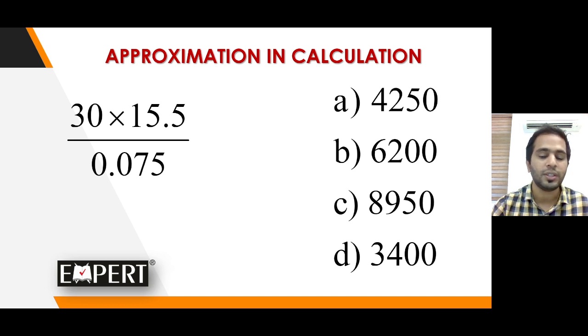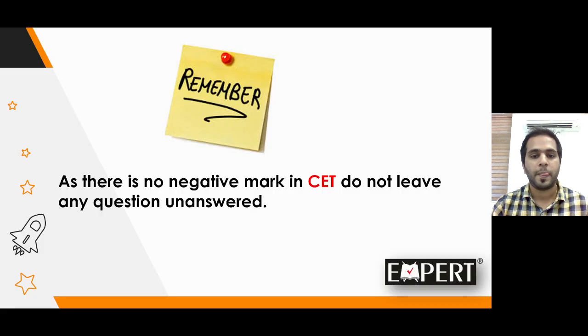It doesn't matter how many zeros there are, because you can see in the options all four are 4-digit numbers. So you can just think of it that way. 30 into 15 by 75 is something like that. So 15 by 75 is 5, 30 by 5 is 6. So it should be 6 something. The only option that is 6 something is B here, 6200, and that is the answer. So approximations are done that way.